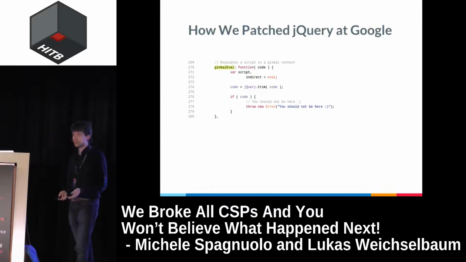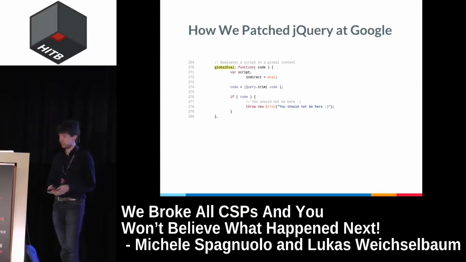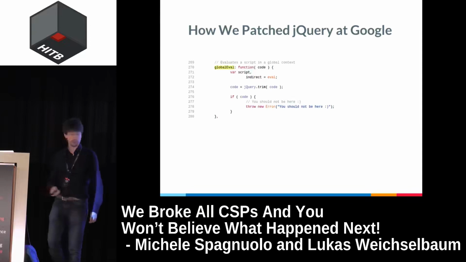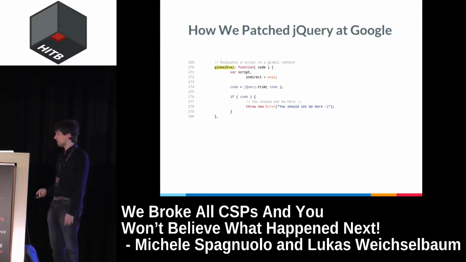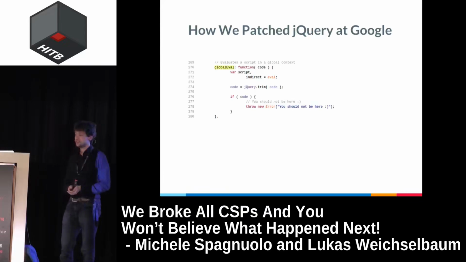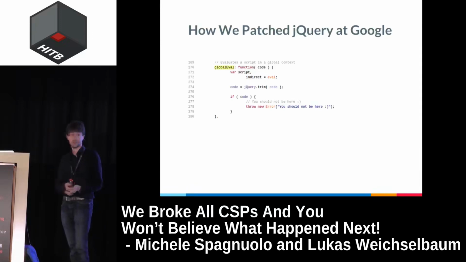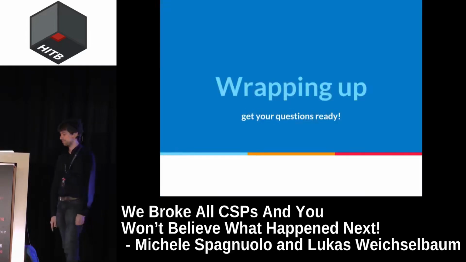How do we patch jQuery at Google? We don't use jQuery at Google, but we use it for some marketing pages and some internal tools. And what we decided to do is to just neuter it by throwing an error: you should not be here. We actually did something before doing that. We added some reporting functionality that sent a CSP violation report so that we could use our CSP frontend to actually see what's going on, find which products were using jQuery with this path, and then we just neutered the branch.